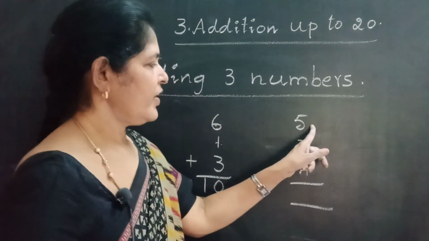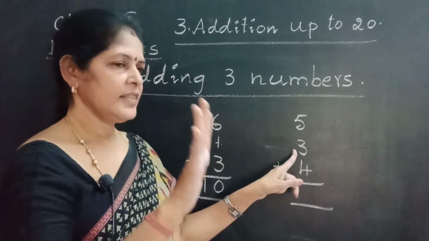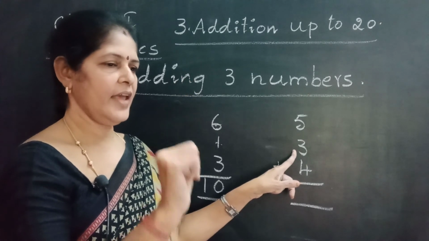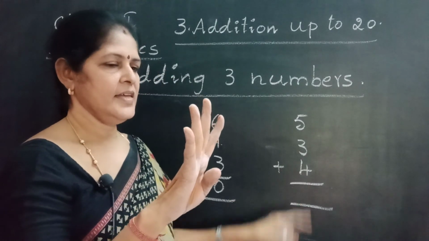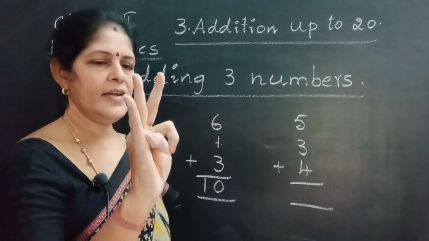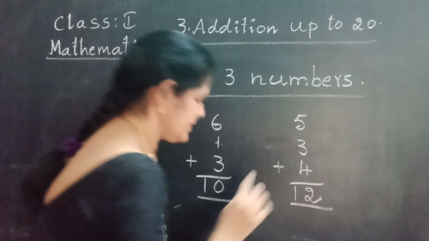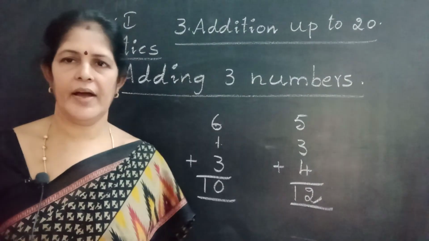Come to here. First add these 2 numbers. Take 5 fingers. 3 after 4, 5, 6, 7, 8. 8 in the mind. Take 4 fingers. 8 after 9, 10, 11, 12. 12 is 2-digit number. Okay. This is how we add 3 numbers.